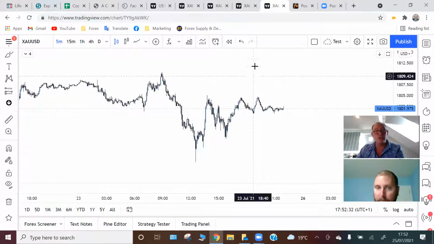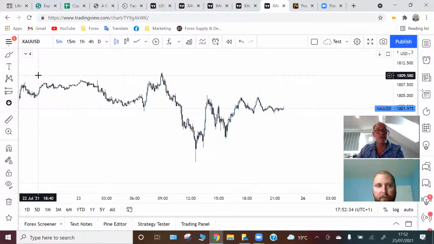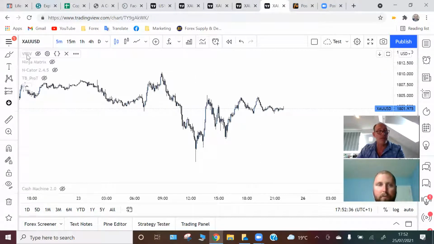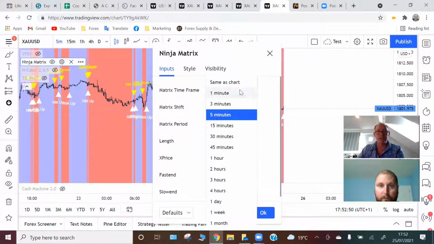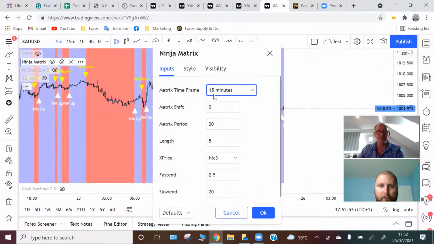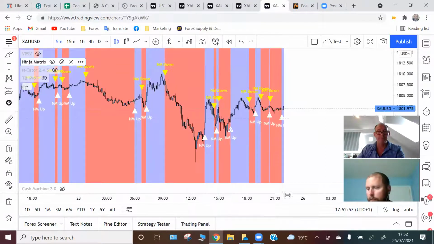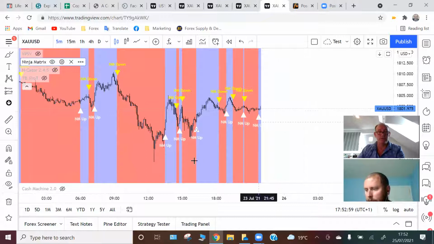As you're in the Ninjas, you already have access and have used the Matrix. Now, if we go over here, I've got a few different things. Some you may have, some you may not have. First thing I'm going to do is switch on the Matrix. First thing you notice, normal candles. Second thing, I'm going to switch this to the 15-minute time frame. I'm going to see how it feels.